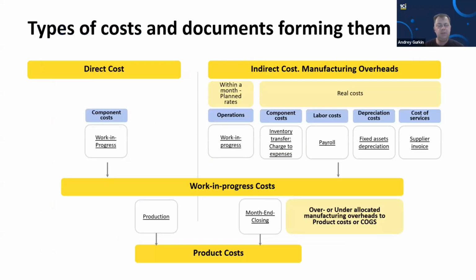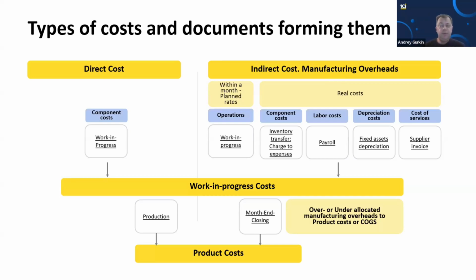So first of all, let's concentrate on the types of cost and documents forming them. Here you can see 2 big parts. On the left part of this slide, you can see the costs, and they are registered by the documents called work in progress. We'll be calling them component costs. In the right part of the slide, you can see that we have indirect cost and manufacturing overheads.